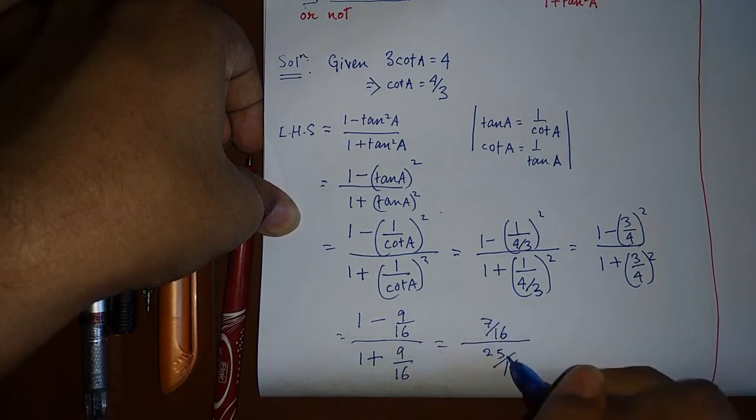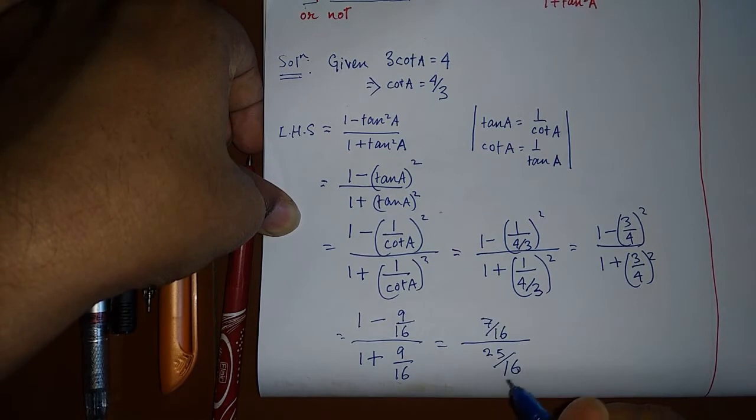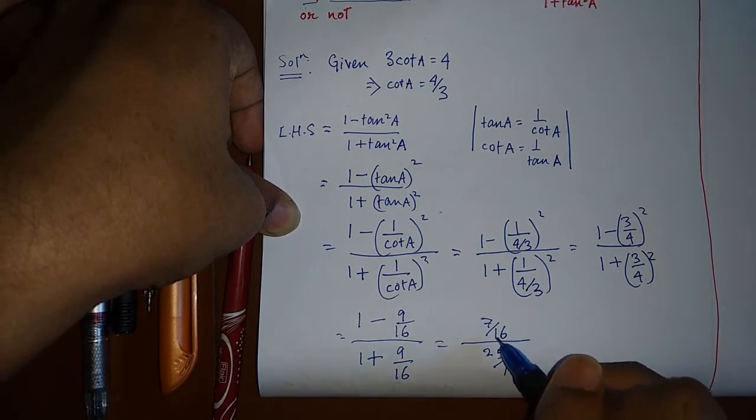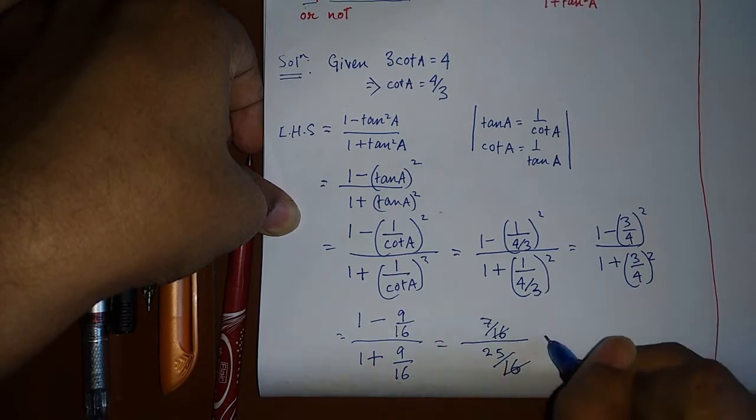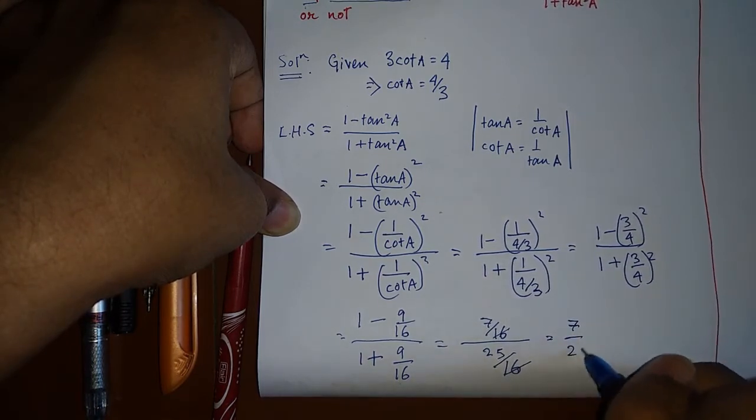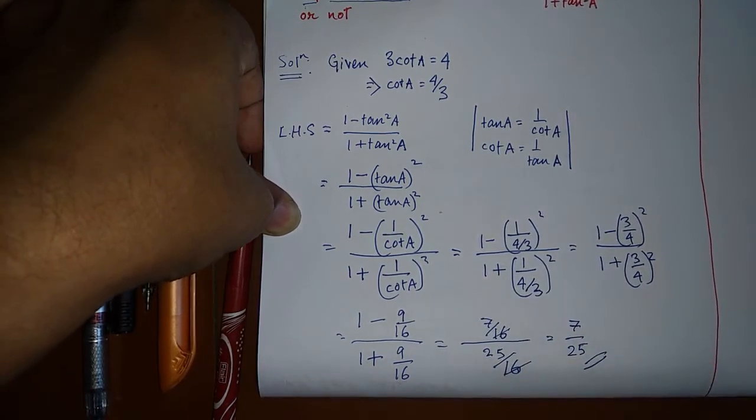So this is the upper fraction. This is the lower fraction. And they are altogether in fractions. So you need to cancel the denominator of both the parts. So you end up with 7 by 25, which is the value of left hand side.